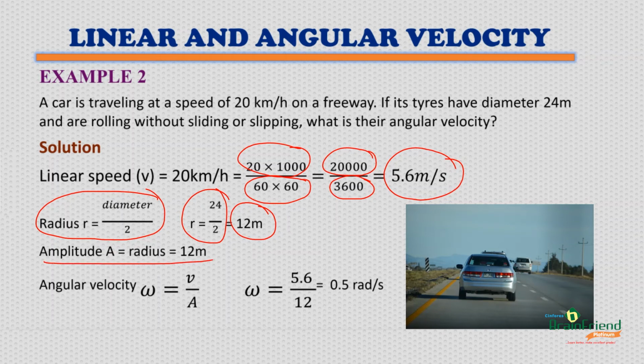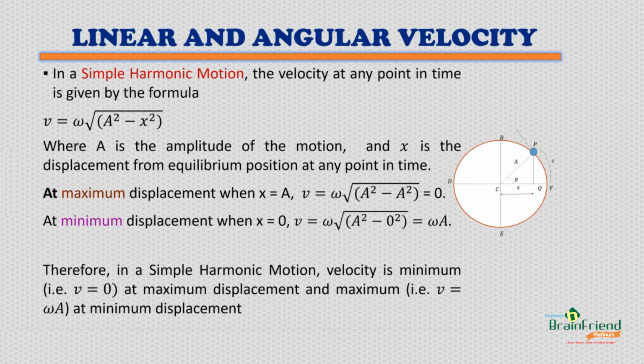We are asked to find angular velocity. What formula relates angular velocity with the parameters that are given, that is linear speed and radius? Of course, the formula is omega equal to v over A. Substituting 5.6 for linear velocity and 12 for amplitude A, we have omega is equal to 5.6 over 12. This gives us 0.5 radians per second.